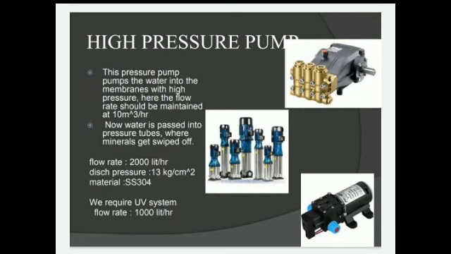Now water is passed into pressure tubes, where minerals get swept off. Flow rate, 2000 liters per hour. Design pressure, 13 kilograms per square centimeter. Material, SS 304. Then the UV system is required. Flow rate, 1000 liters per hour.